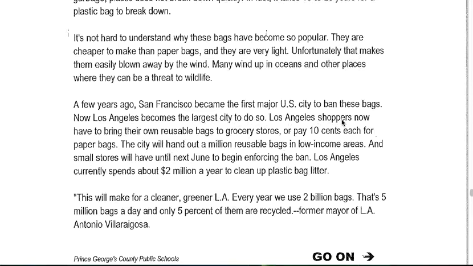Los Angeles shoppers now have to bring their own reusable bags to grocery stores or pay 10 cents each for paper bags. The city will hand out 1 million reusable bags in low income areas, and small stores will have until next June to begin enforcing the ban. Los Angeles currently spends about $2 million a year to clean up plastic bag litter.